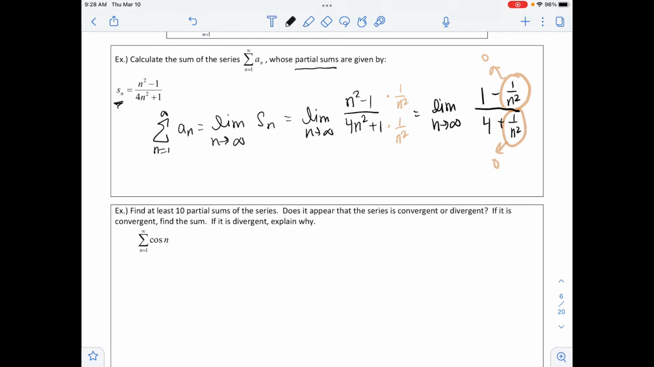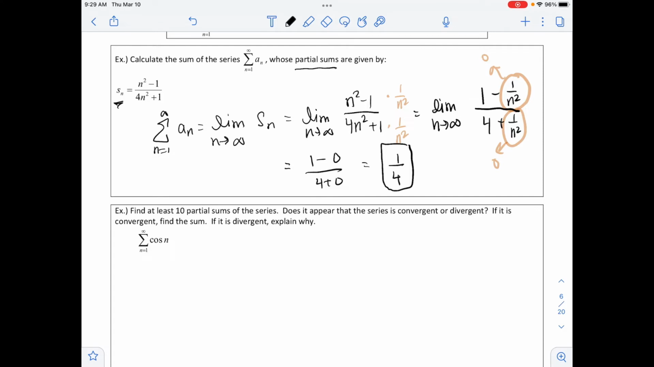And so we're going to be stuck with 1 minus 0 over 4 plus 0, which works out to being 1/4. So this is the sum of the series which has a partial sum given by this formula. And again, S of n is not a sequence formula. This is a partial sums formula.